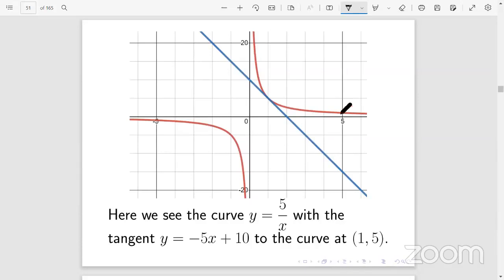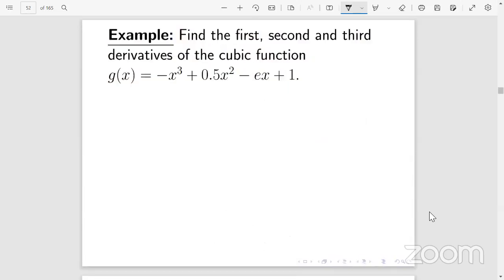So as you can see, this is the function 5 over x, the hyperbola. That's how it looks. And this point (1, 5), there it is. As you can see, the tangent is at this point. There's the tangent, and the equation of the tangent is minus 5x plus 10.